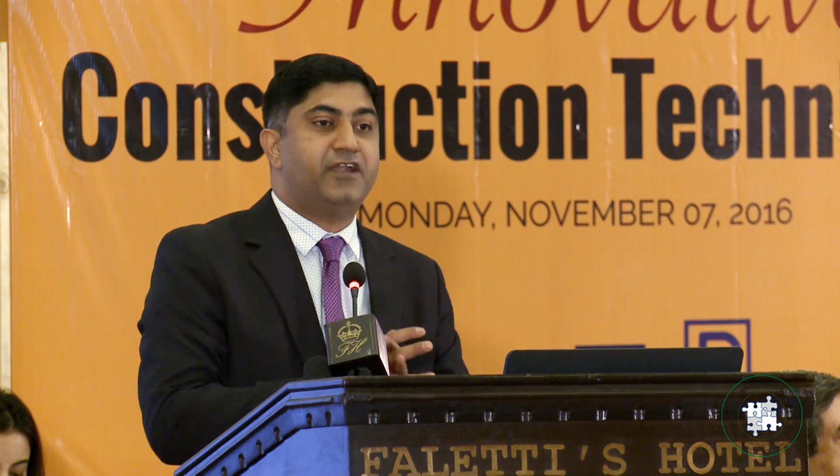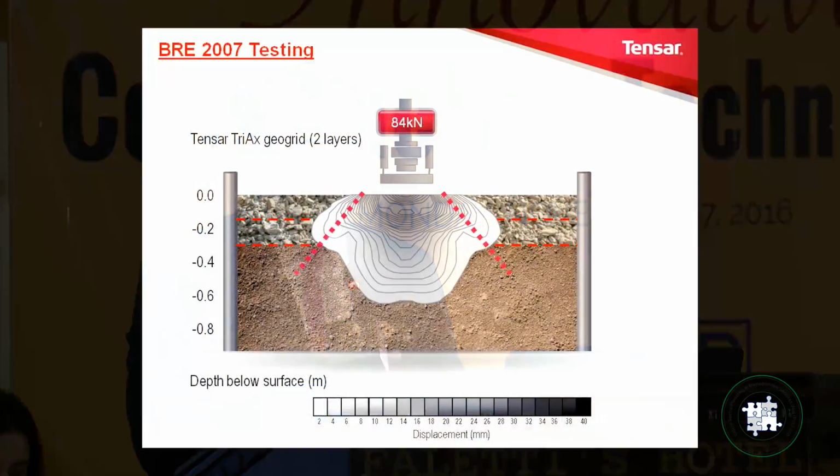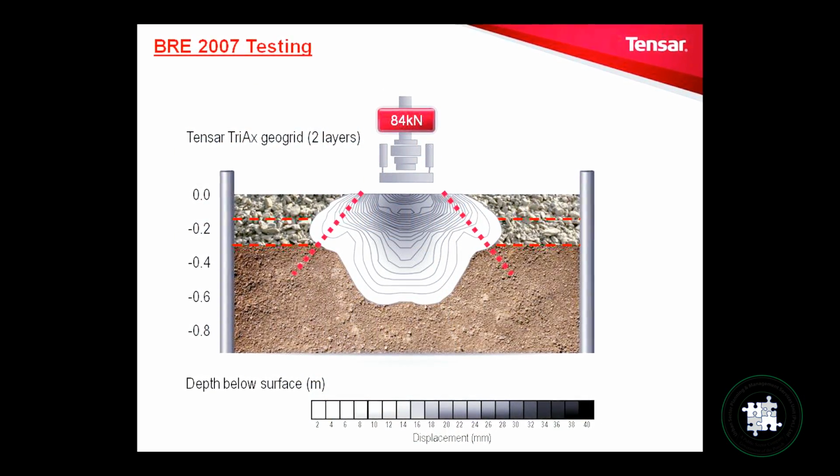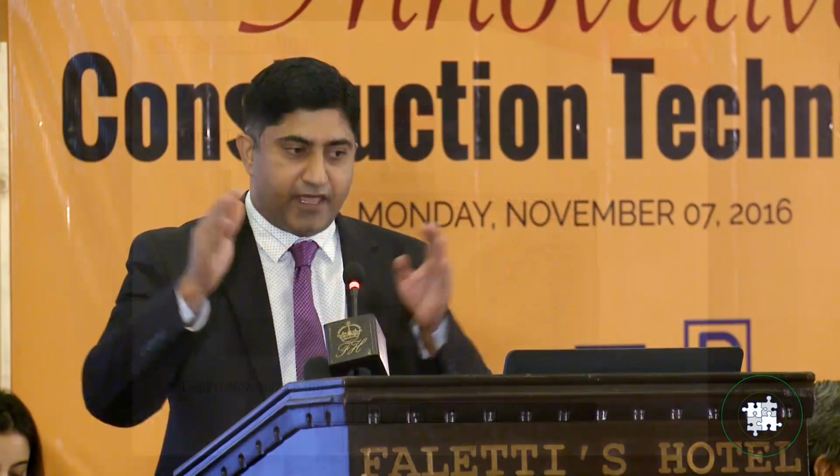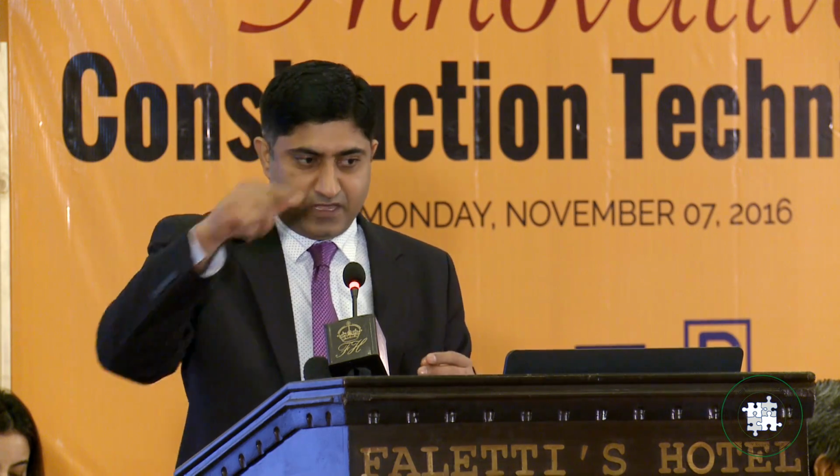Like I said, we put 2 layers of geo-grid and apply an 84 kilonewton load, more than twice the original load, and it gives us the wider area at the base. You can see the contour lines, the pressure diagram, the pressure lines, and it clearly indicates that the load distribution through the granular layers is more this time.